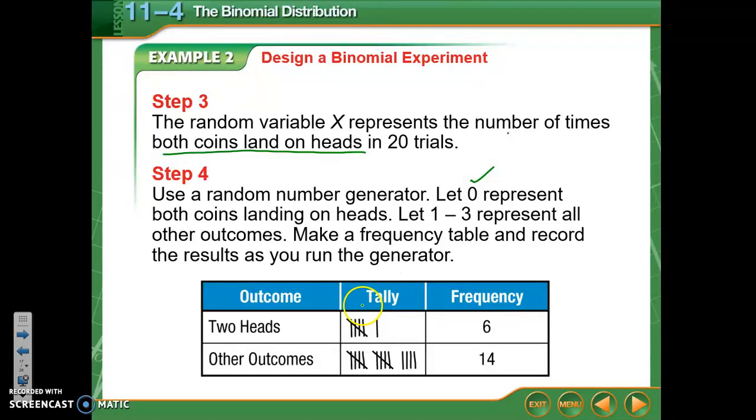So here, we're imagining that we did that. I'm going to show you the random number generator in a second. So they got 2 heads 6 times, and they got something else 14 times, okay?